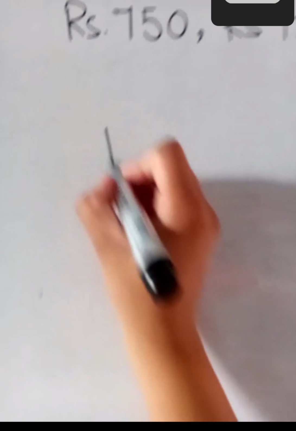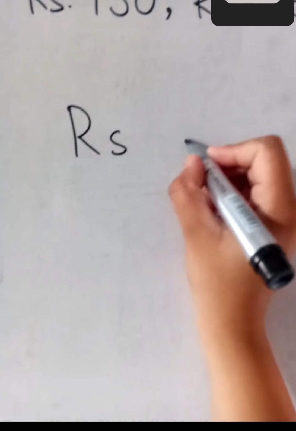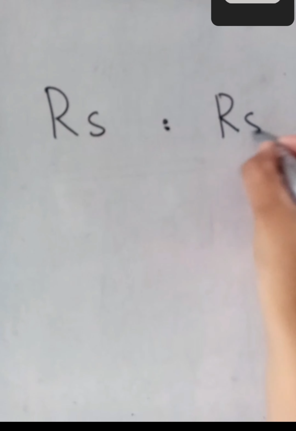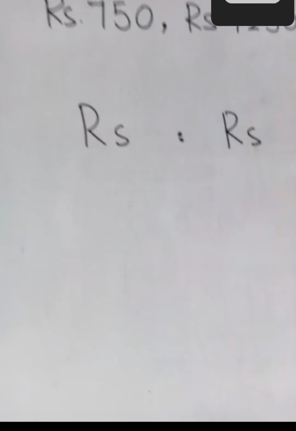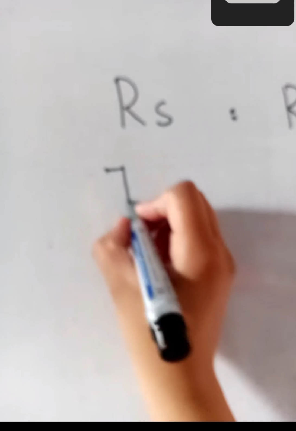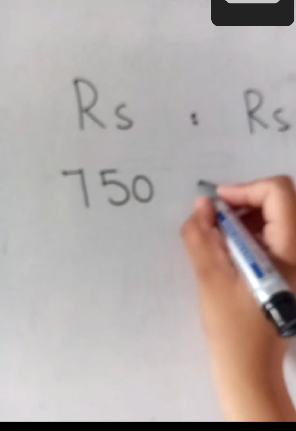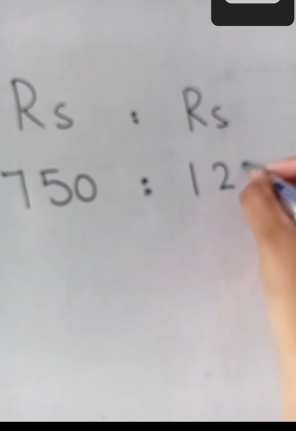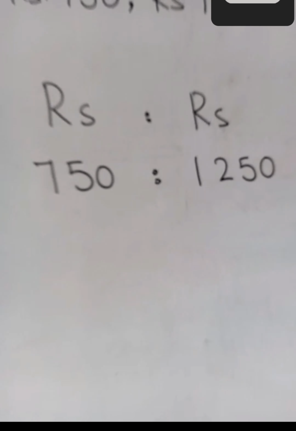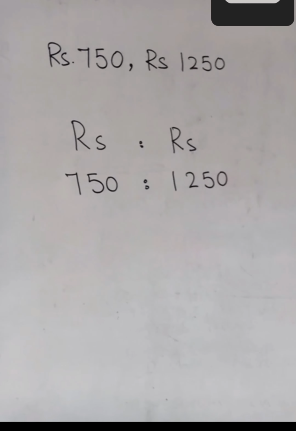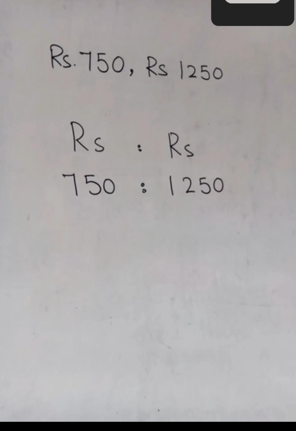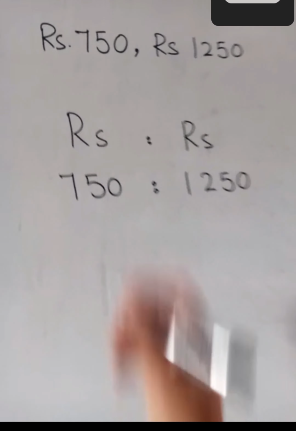Unit, you have to write it here. Rupees ratio rupees, their units should be the same. The first one is 750 ratio, the second one is 1250. This is done in the ratio form. Secondly, they are saying to express them in their simplest form in the fraction form.